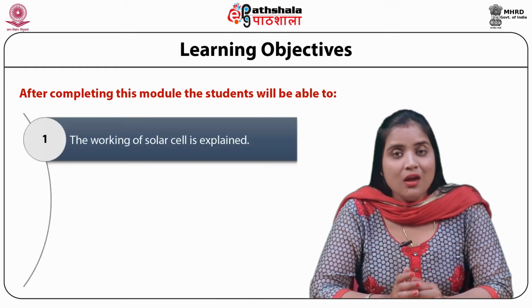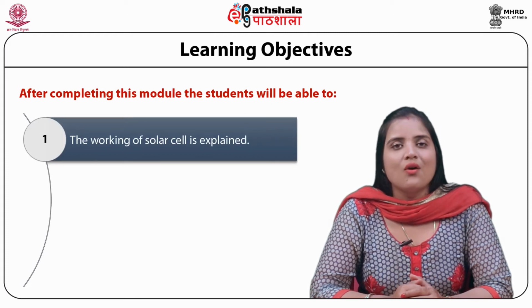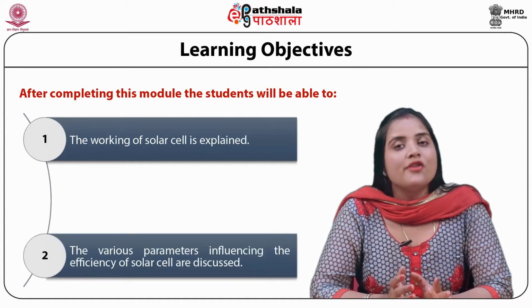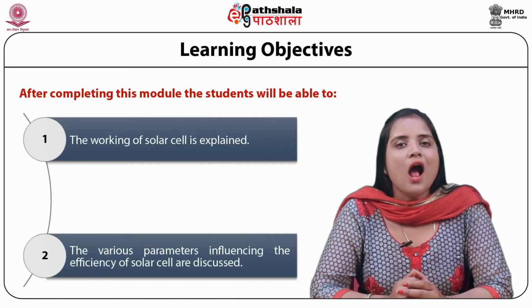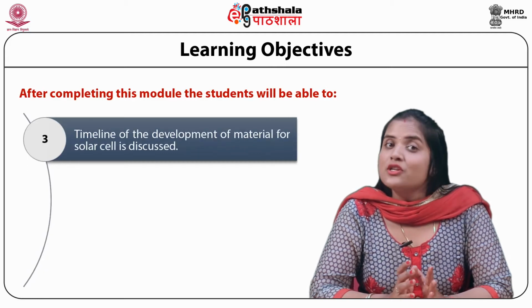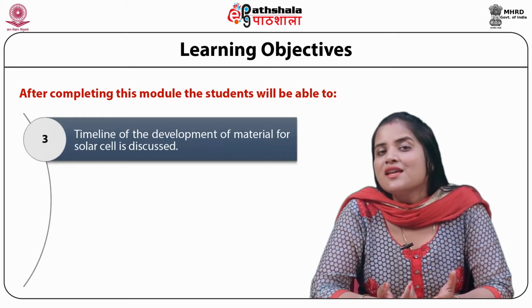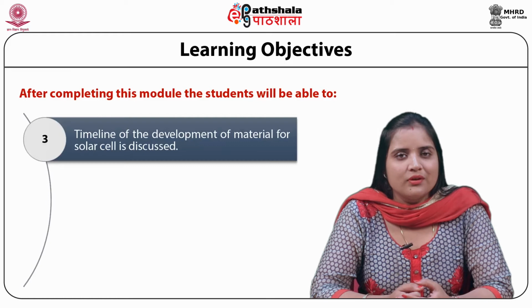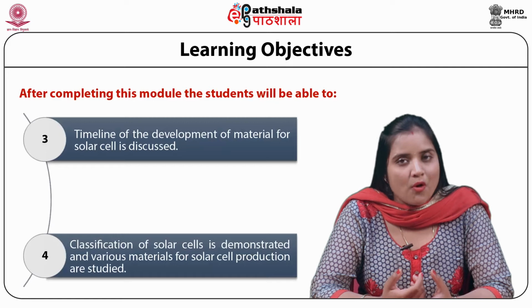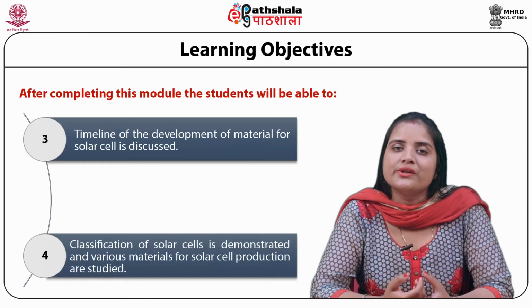In this module, the working of solar cell is explained. Also, the various parameters which influence the efficiency of solar cell are discussed. In addition, the timeline of the development of material for solar cells is discussed. Finally, the classification of solar cells is demonstrated and various materials for solar cell production are studied.